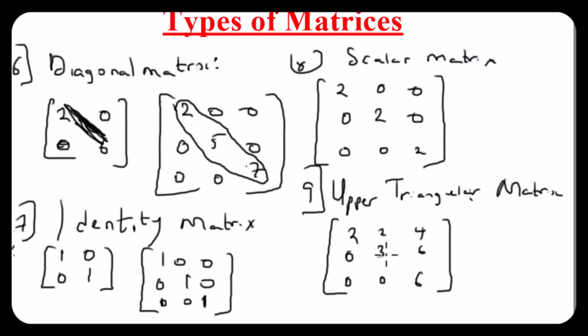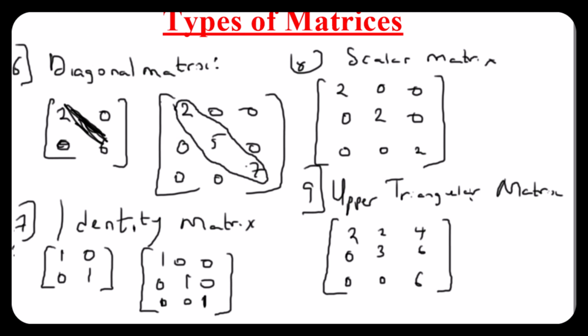Now this is quite useful when you are trying to solve a system of linear equations using the Gaussian elimination method. You want your matrix to be like this, or you want to work your matrix towards this form, and then you can start solving your question.